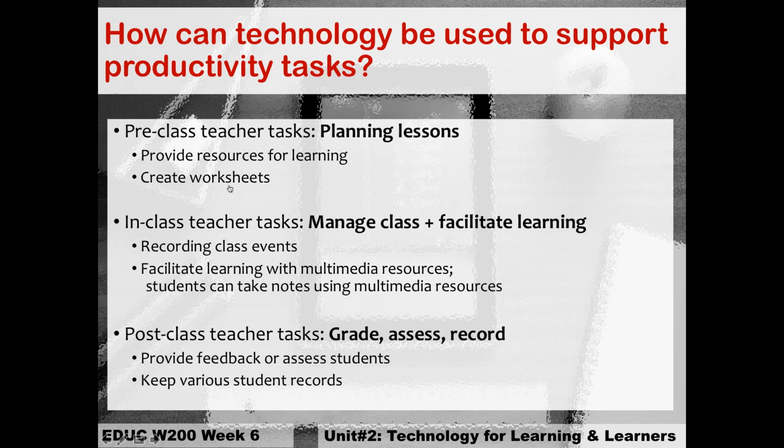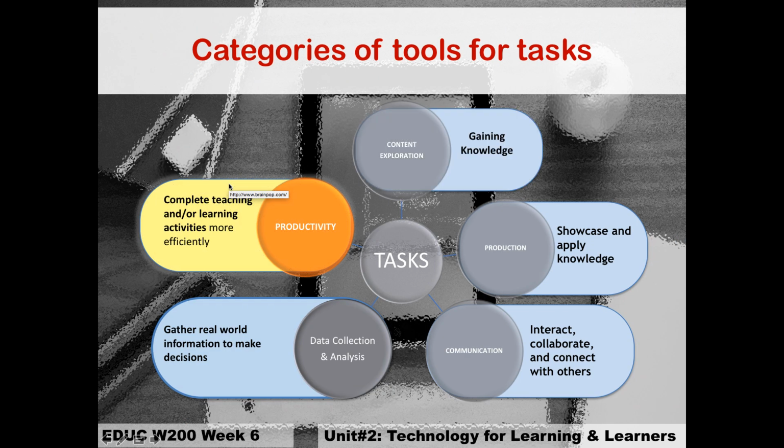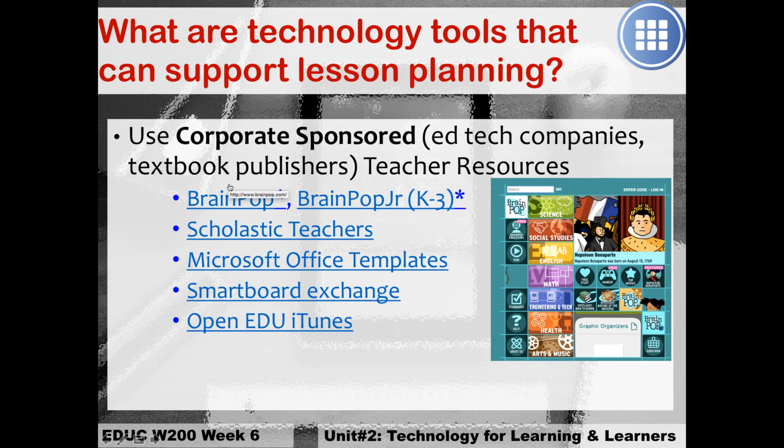There are corporate sponsored ones as well. So the corporate sponsored ones are like BrainPop is fantastic, and BrainPop Junior. They have some really great activities that you can look at. Microsoft Office has some templates that you can use. So if you want to do like book report templates, or if you're going to do state reports, there are links to state reports in there.